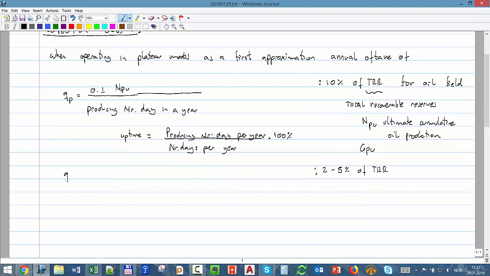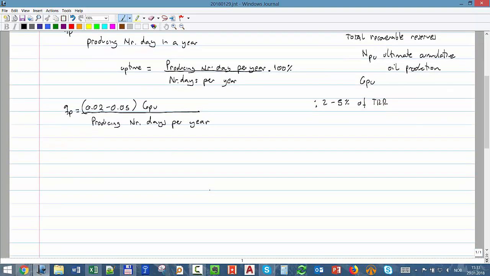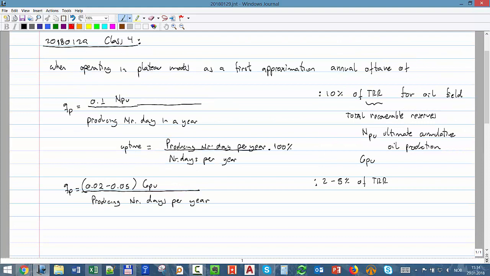And for gas, it's the same thing, but only using here 0.02 to 0.05 times GPU divided by the producing number of days per year. Okay, that can also help you a bit to get an idea of the size of the reservoir. If it's not listed, you say, well, that field is producing this plateau rate, so I might get an indication: is it a field of 100 million barrels, 200 million barrels, is it a million barrel field? So you get from there an indication. Also, keep that in mind. That's the first approximation.